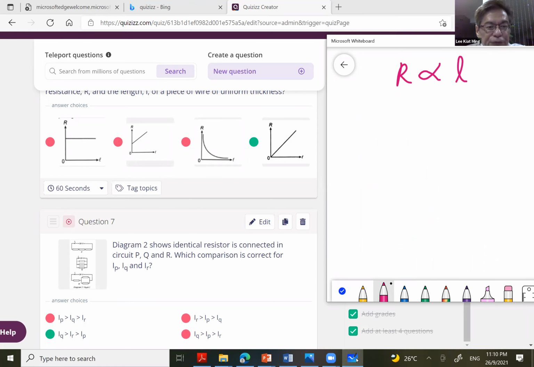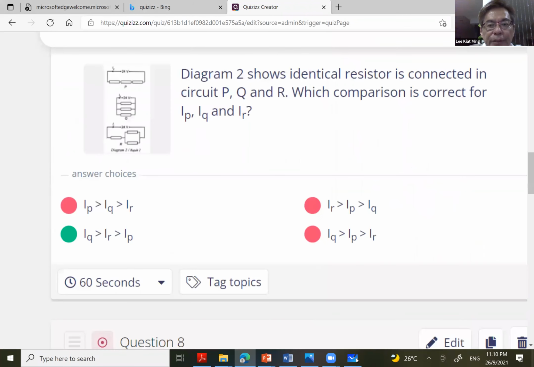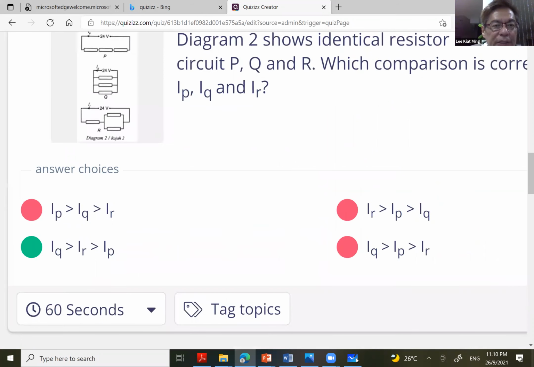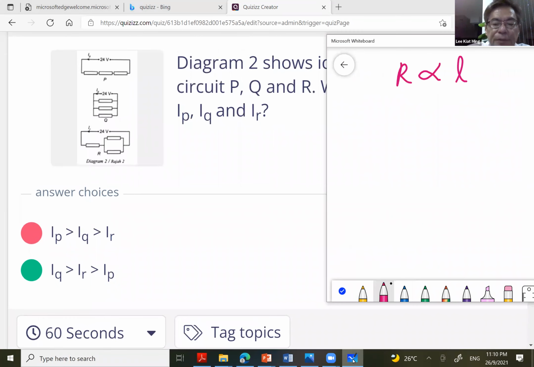Let's move to number 7. I'm going to enlarge it. You'll be able to see that P is arranged in series. So what do you learn about series? We know that a series arrangement is going to give us the highest resistance. So resistance for P will be the highest, but in terms of current, it will be the minimum. So current for P will be the minimum.